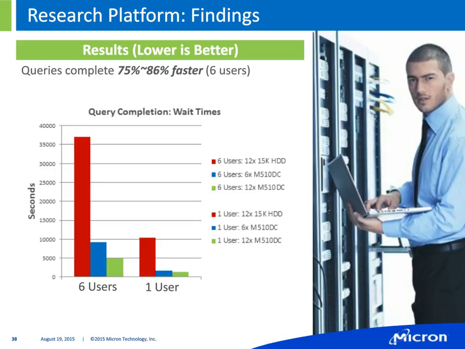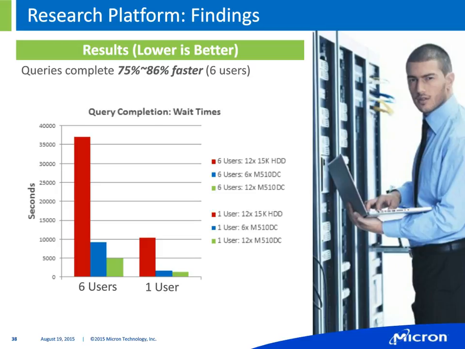And what we're looking at here is a direct measurement of how long we have to wait for all the queries to complete. So on the x-axis, we've got user count and we've got storage type. You can see it's color-coded on the right there. And on the y-axis, we've got seconds. How long did we have to wait for the queries to turn? The dark red is our spin drives.